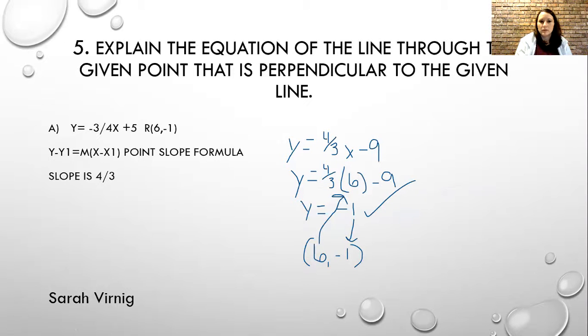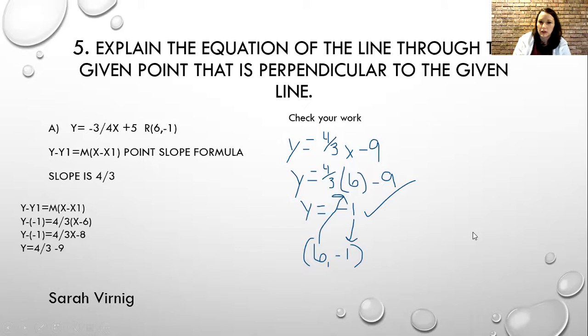All right, so now number 5, we're going to find the equation of the line through the given point that is perpendicular to the given line. So what we are given is y equals negative 3/4 x plus 5, and our point is (6, -1). So we're going to use the point slope formula to find out that our slope is 3/4. And remember that whenever you do the slope, you're going to take the reciprocal, and that's going to be the perpendicular slope. So the negative 9 here after that is going to be our y-intercept.